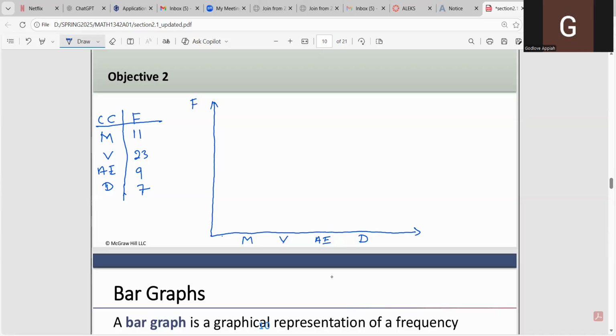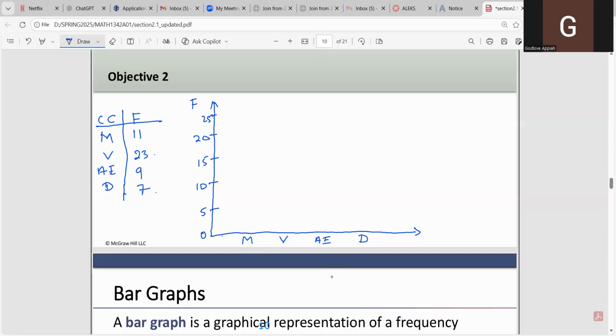So these are the different categories. We have to label the vertical axis according to the frequencies that we have here. The smallest frequency is 7, and the largest frequency is 23. So I'm going to label the vertical axis starting from 0 at intervals of 5. The next value would be 5. The next one would be 10, then 15, then 20, and then the next one would be 25. You need to label the axis such that it's going to cover all the frequencies in the table.